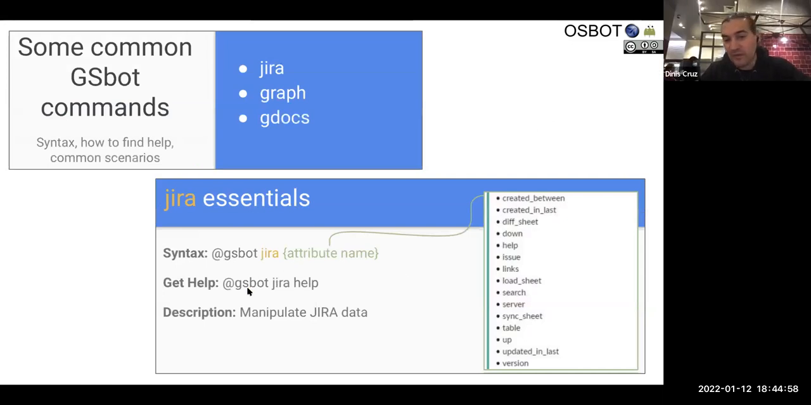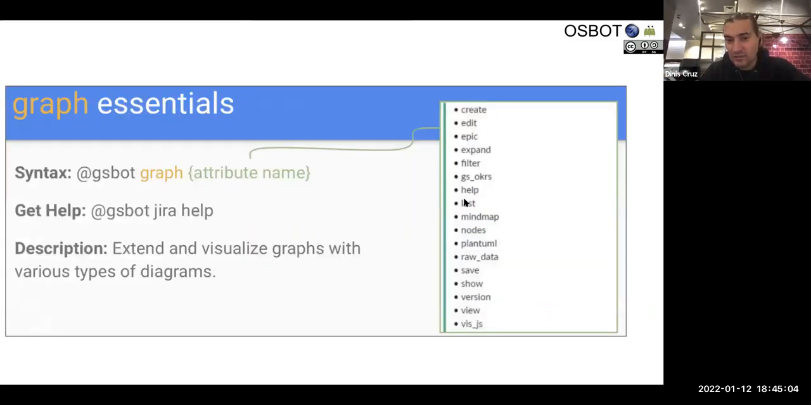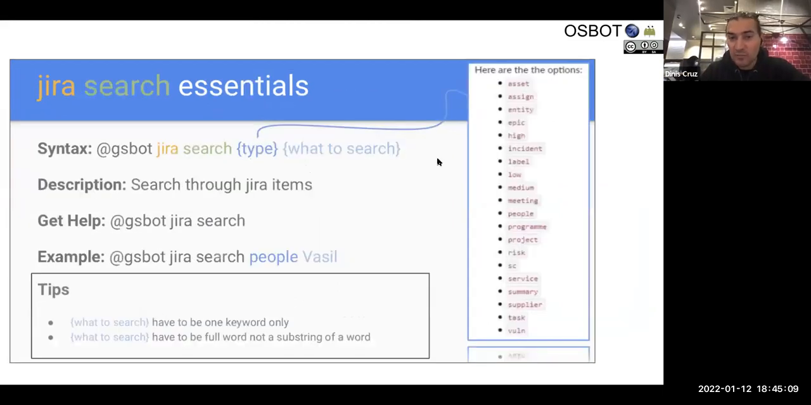So for example, if I go Jira help, I get the help here, right? If I go Jira graph, I get the list of commands they have here. If I then go Jira search, then I can put a type, which can be one of these guys here. So for example, I go Jira search people and then Basil, you get the list of people, right? You get the issues that in this case had people, and people in this case was hard coded to a particular project, which was, we had a project for people.